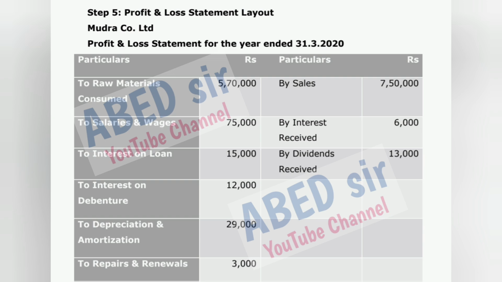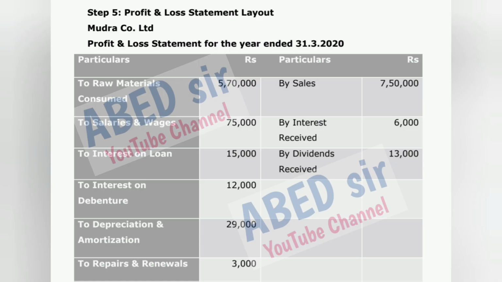Mudraco Ltd. Profit and loss statement for the year ended 31st March 2020. Particulars, rupees. To raw materials consumed 5,70,000, by sales 7,50,000. To salaries and wages 75,000, by interest received 6,000. To interest on loan 15,000, by dividends received 13,000. To interest on debenture 12,000.